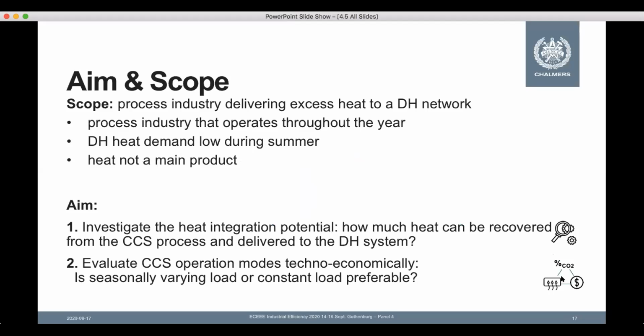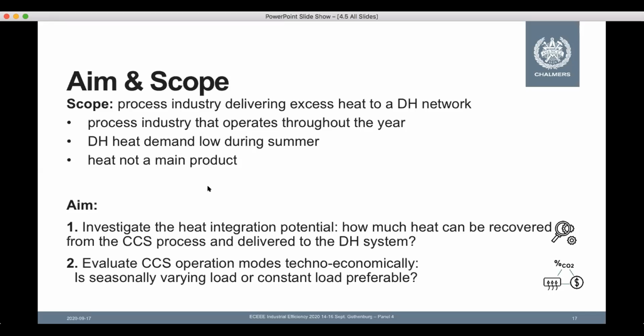The aim and scope of this work, which was conducted in the form of a master thesis this spring, was a process industry that delivers excess heat to a district heating network, and the process industry should operate throughout the year. And the district heat demand is low during the summer, so there's a variability in how much heat is actually delivered to the district heating. We also looked at heat as not being a main product, so it's not critical if you would remove heat to the district heating, if you would decrease the load.